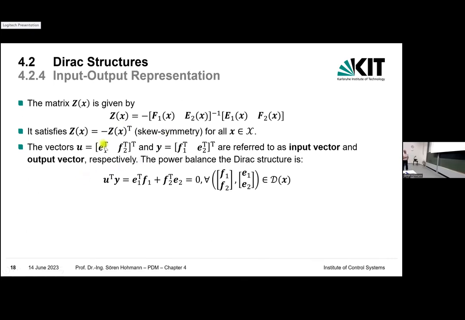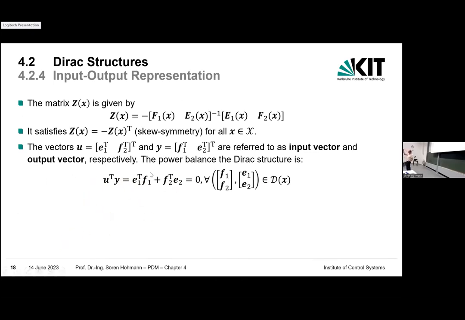Of course, the input and output vectors given here fulfill an additional equation, which is also not surprising. It fulfills the power balance equation of the Dirac structure. If we multiply u transpose times y, we get E1 F1 plus F2 E2. It's obviously 0. This is due to the fact that we have a Dirac structure which is power conserving. It's nothing new, but important.